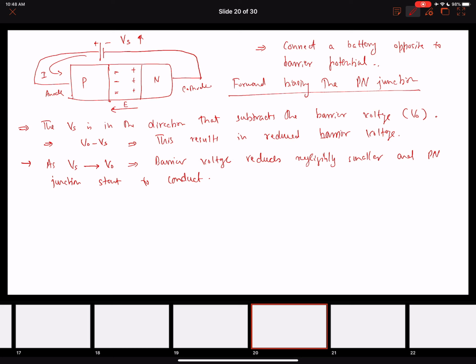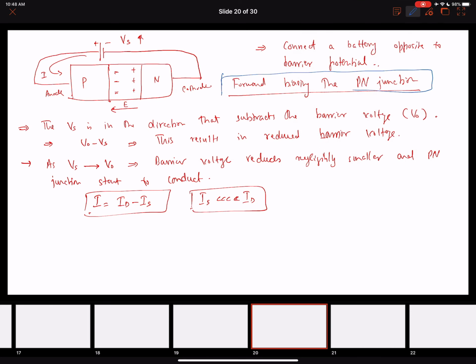And we know that the total current that is going to flow is the diffusion current minus the drift current. And we already know that the drift current is very, very small compared to the diffusion current. So the important thing is that by forward biasing the PN junction, we can make the conduction occur.